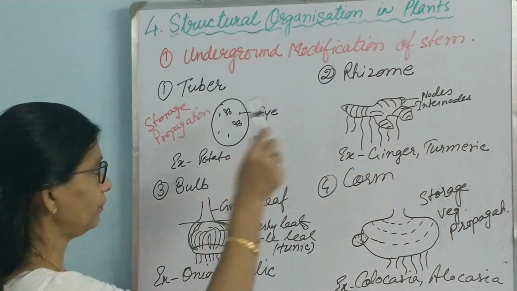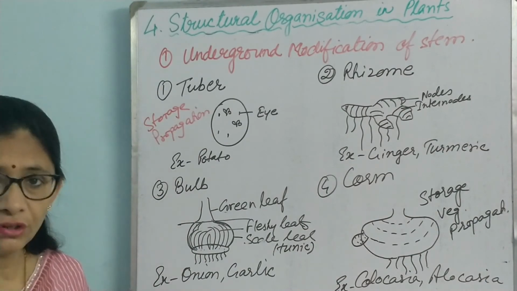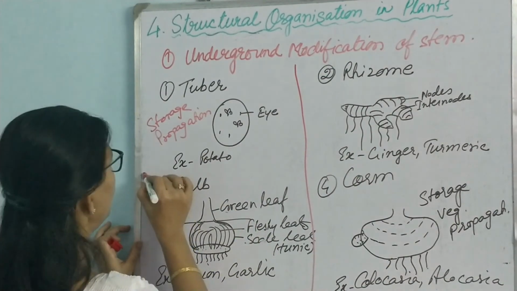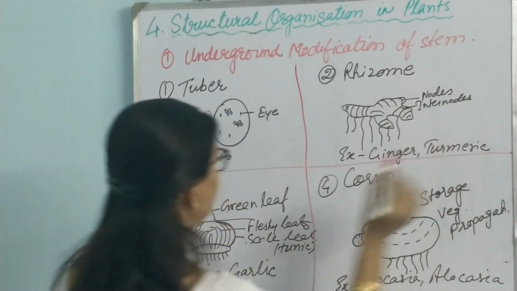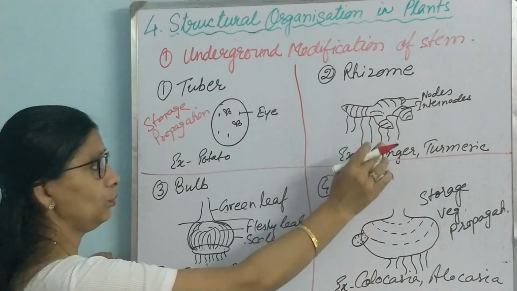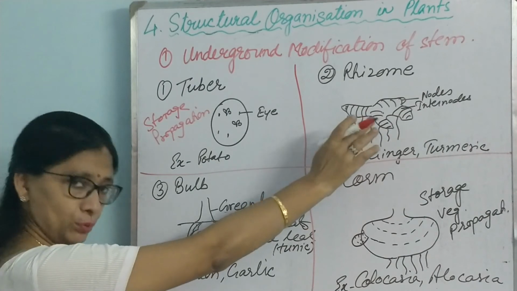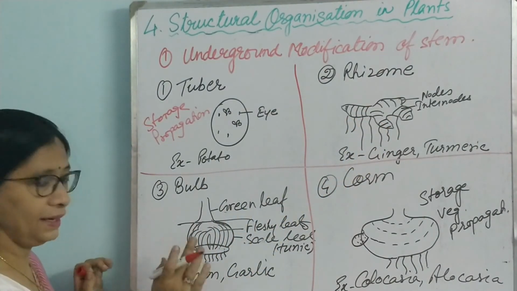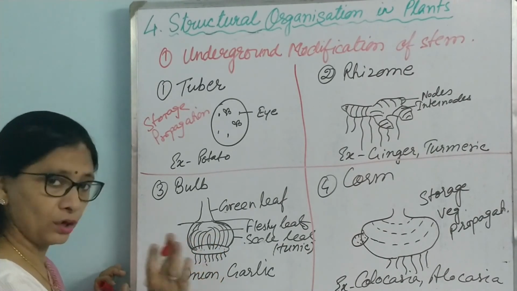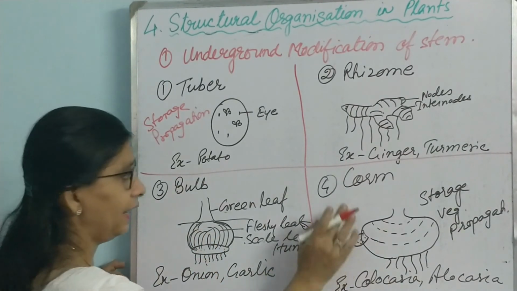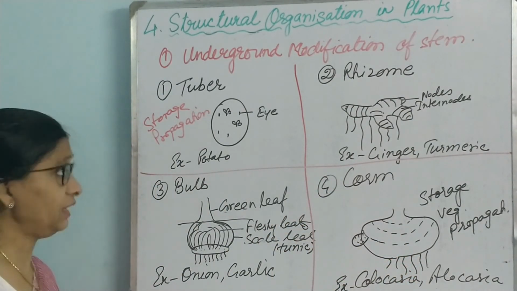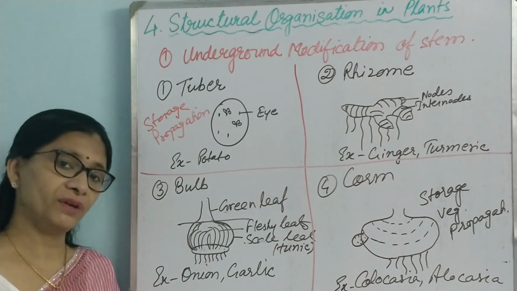You can understand from here, you can say the function of all the four types of underground modification. Tuber is used for storage and propagation. Rhizome, used for storage of food and propagation also. Bulb, it is for support. Here the leaves are fleshy, not the stem, so it is giving support. And corm, it is used for storage and propagation. So these are different types of underground modification of stem.